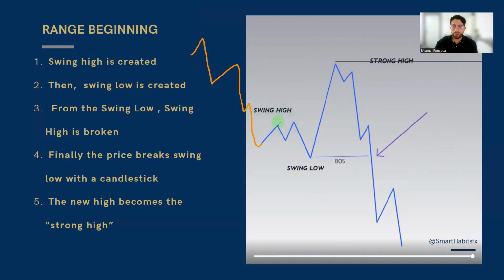Now, what happened here? You see this? This is the swing high. A swing high is created here. And then people see this and say, oh, this is a double top, correct? They put an order here, let's say, and this is the risk. And they think it will be a winning trade, like this.